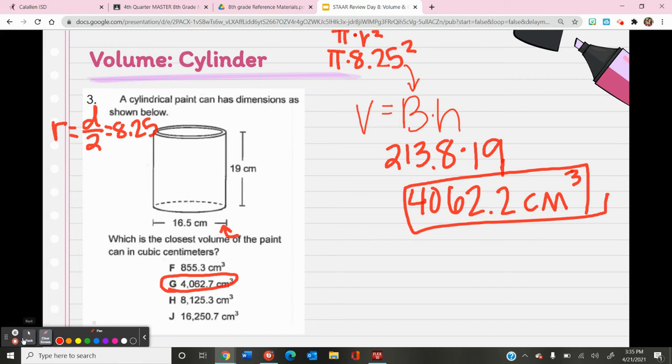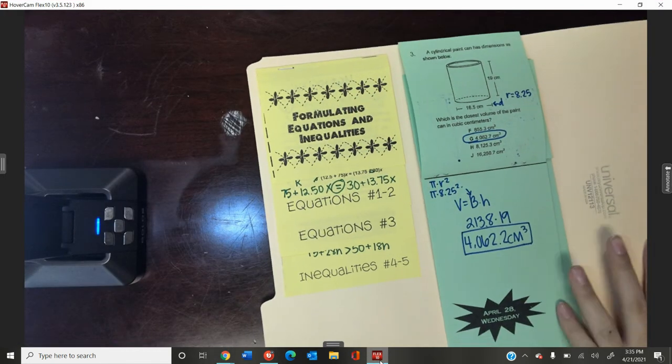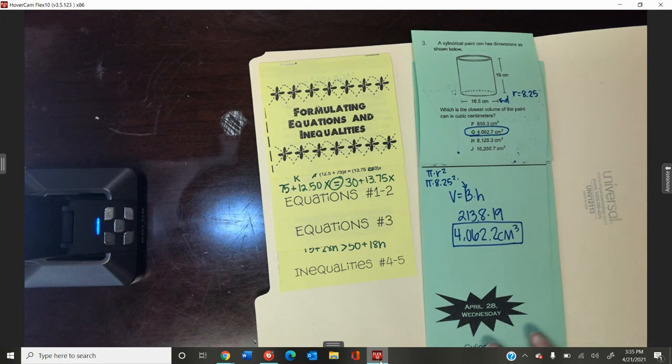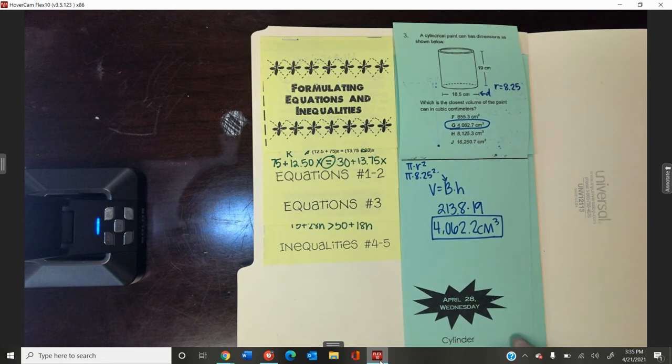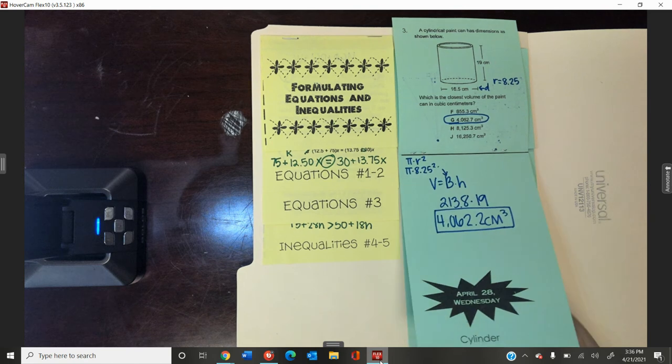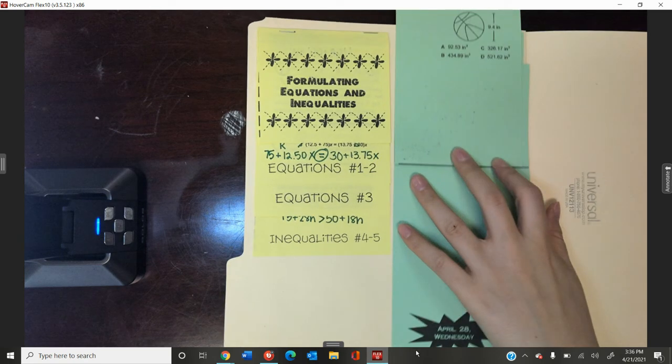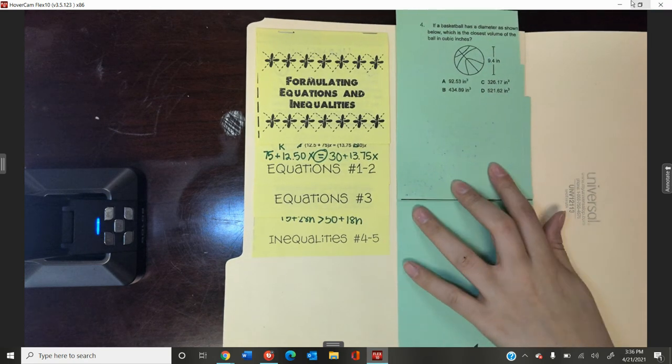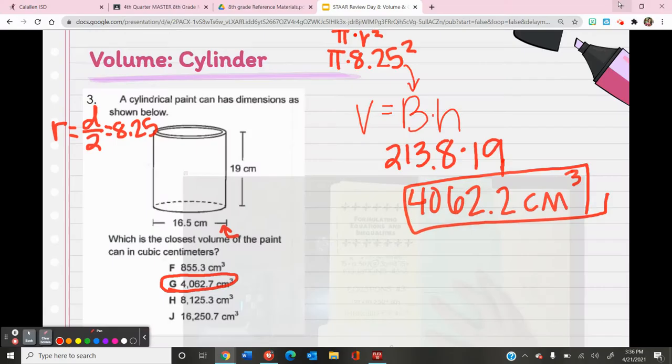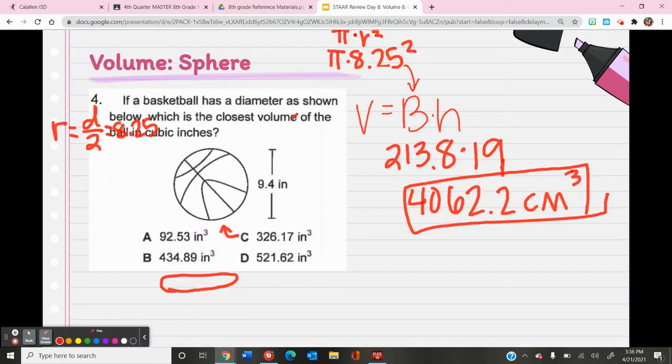So now going ahead and looking at your foldable, this is everything you should have written down for finding the volume of a cylinder. So now going ahead, we're going to go ahead and find the volume of a sphere. Now, spheres are the easiest one to solve because the only thing you need to know is your radius. So let's go to that next one and let's check it out.